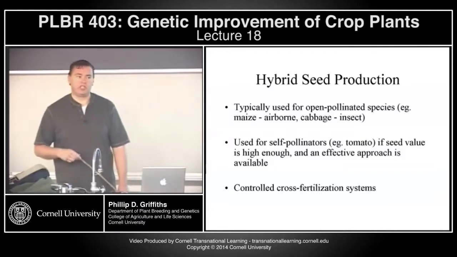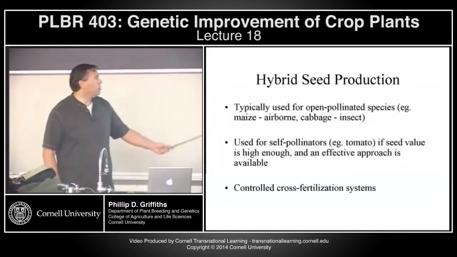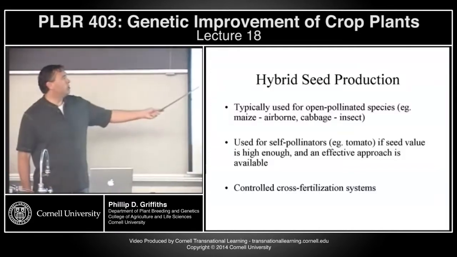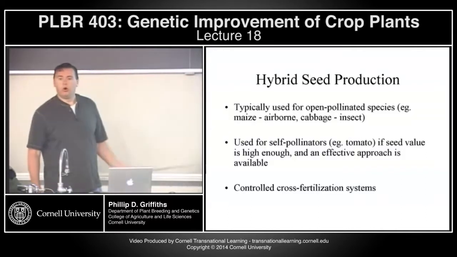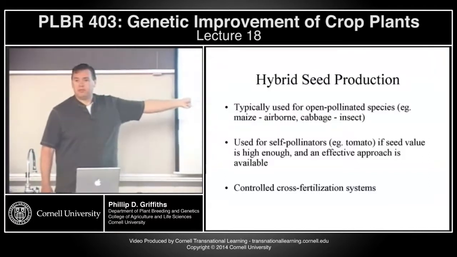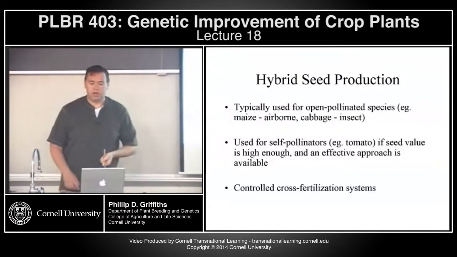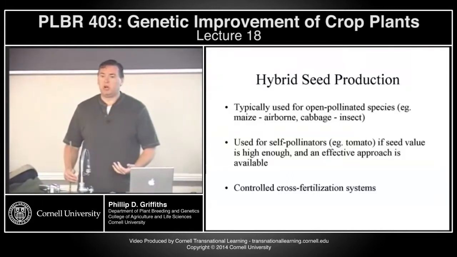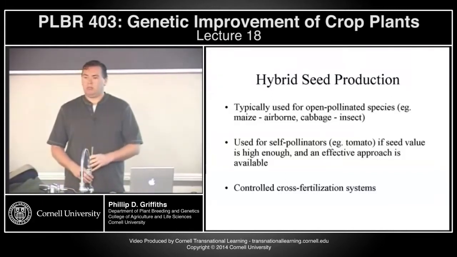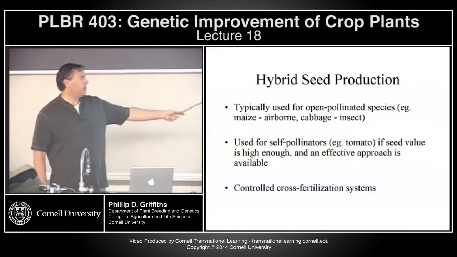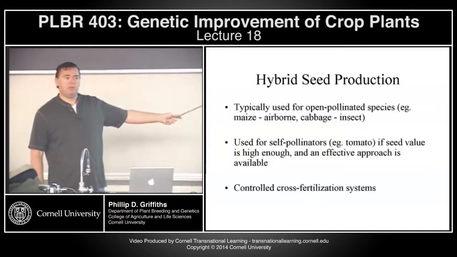If a crop is naturally a self-pollinating type of crop, it's normally quite vigorous just through selection as a self-pollinator. Most hybrids that we see tend to be the open-pollinated species, such as corn or maize, which has airborne pollen, or the brassicas, such as cabbage, broccoli, which have insect transmission of pollen. It's not to say that self-pollinators cannot be used for hybrid production. Tomato is a classic example of that. Cultivated tomato is a self-pollinated crop.